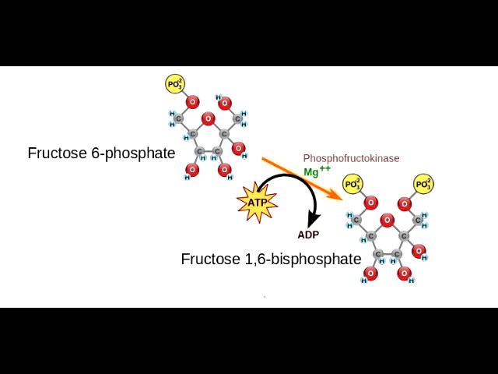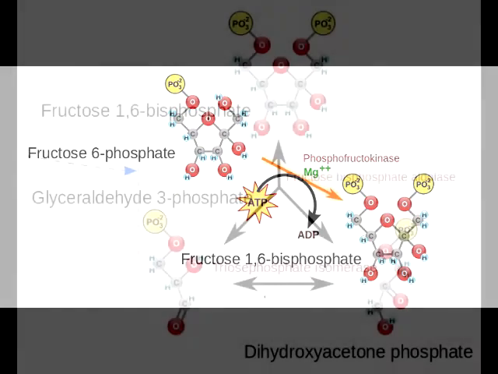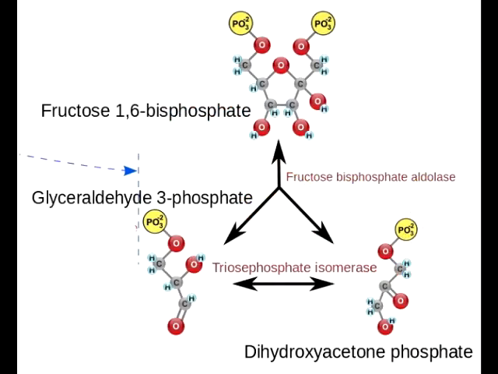The next step, we have fructose 6-phosphate being converted to fructose 1,6-bisphosphate, and again, this is via a kinase. In this case, it's phosphofructokinase. So again, kinase adding a phosphate group. So you have ATP, and that's the source of the phosphate, ATP being converted to ADP to make fructose 1,6-bisphosphate.